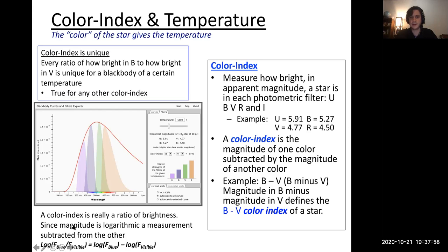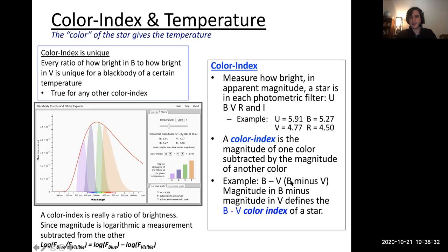So the log of, say, the flux in blue divided by the flux in visible equals the log of the flux in blue minus the log of the flux in visible. You may be having some nightmares about your logarithms these days, but those are just the logarithmic rules. We're not going to be playing around with that. Really, we're measuring flux ratios. Okay, that's a brief aside. But we have our color index, and let's take B minus V, the most commonly used color index.